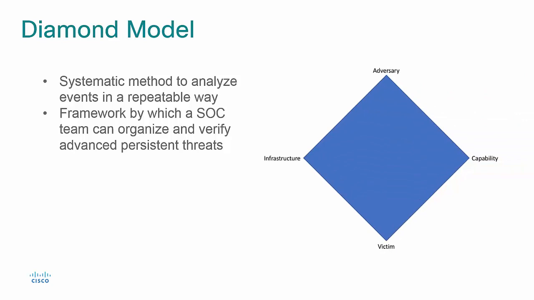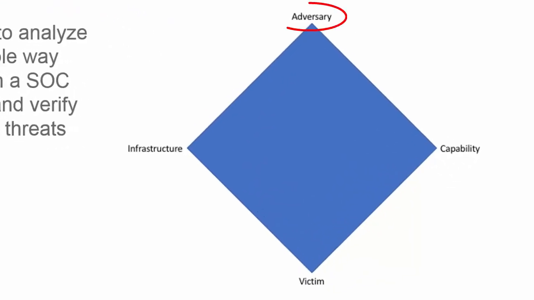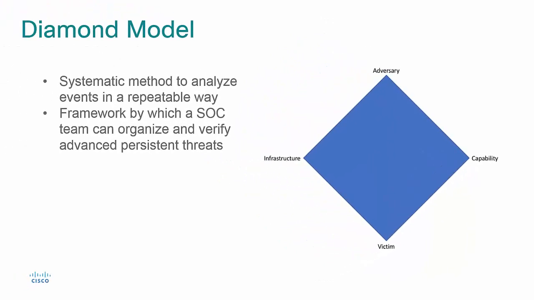Shown on the right-hand side, we have a visual representation of the diamond model. The diamond model has a set of points called nodes, and those nodes are used to model an intrusion. The nodes include adversary, capability, infrastructure, and victim. In essence, an adversary uses a capability over an infrastructure to attack a victim, and we will discuss each one of these points in a little more detail.